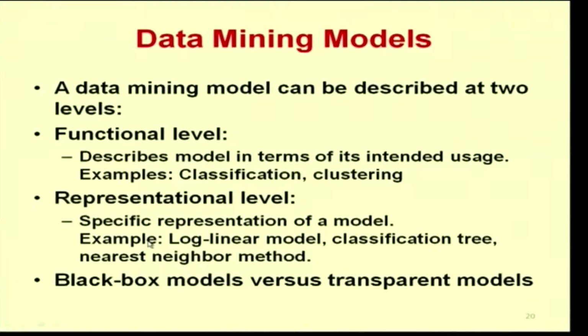The representation level is how you represent the data. It can be represented as a log linear model, as a classification tree, or as a nearest neighbor method. We will come into each of these later. You also have what are called black box models versus transparent models. A black box model means I do not know what model I am using, but I will get the results. Transparent means that the model is available.